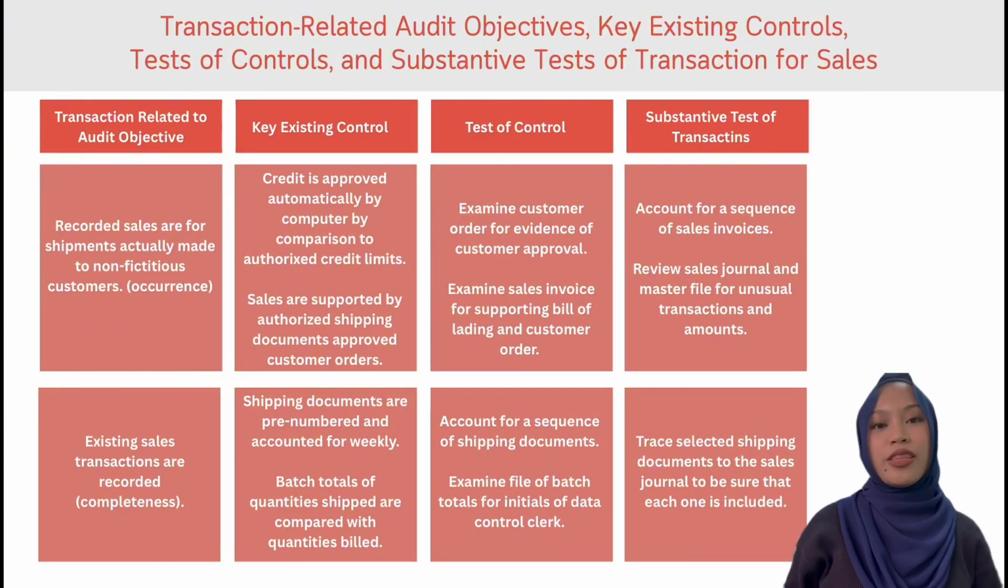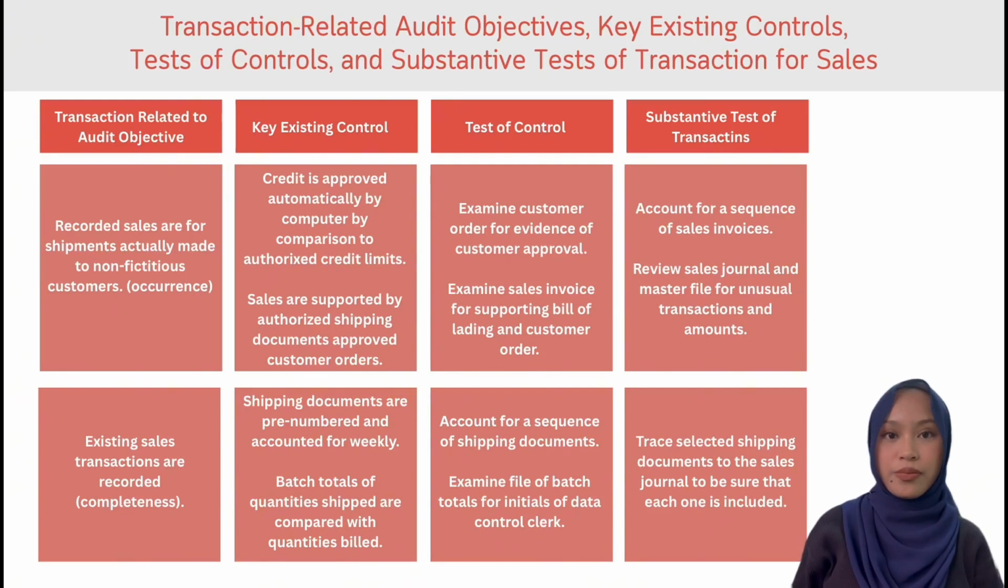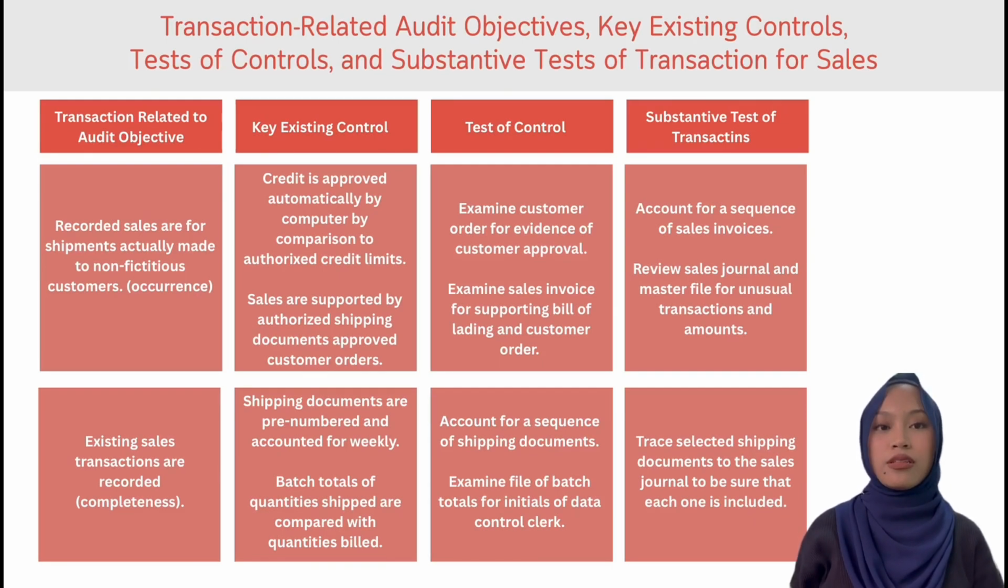The first audit objective is called occurrence. This means we want to make sure that the sales recorded by the company actually happen and are not fake. To achieve this, companies have certain controls. For example, credit is approved automatically by the system based on set credit limits.